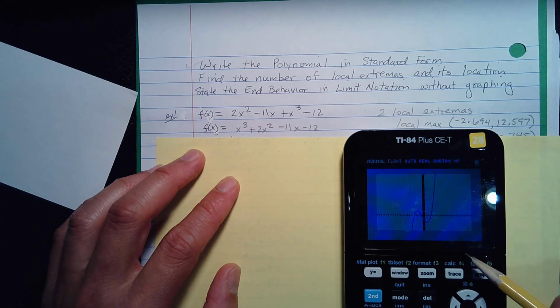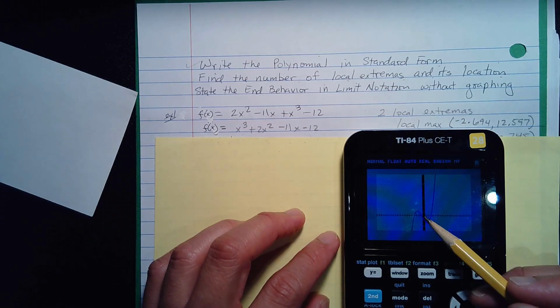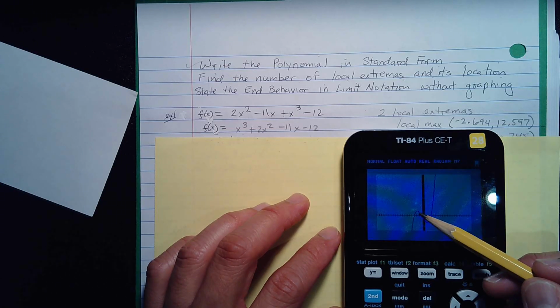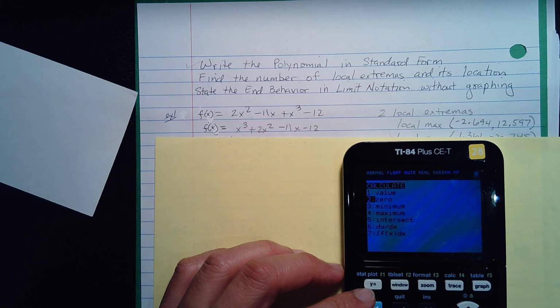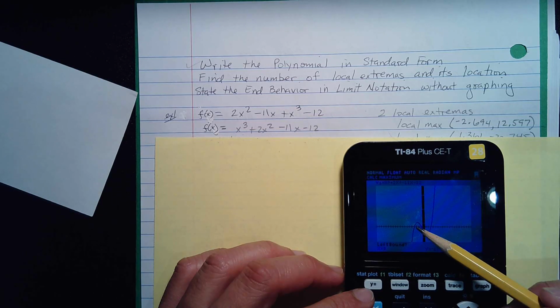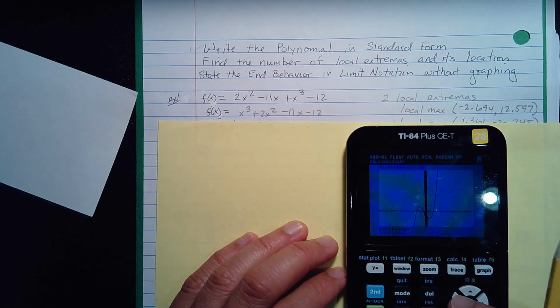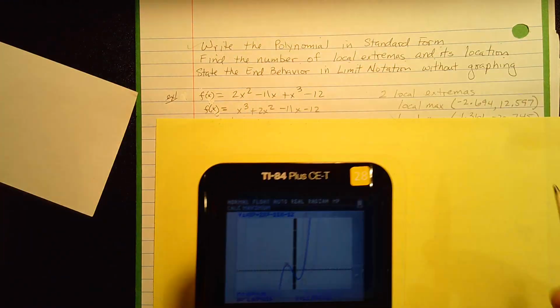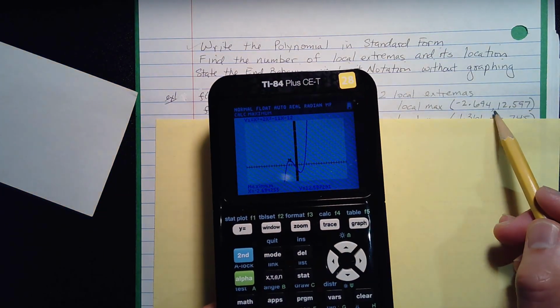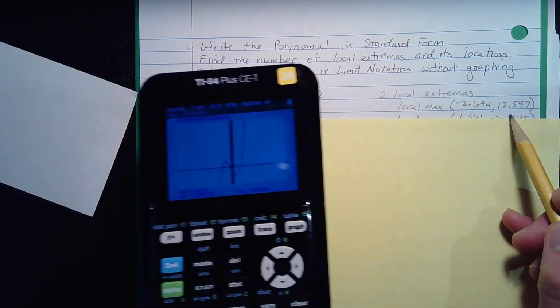But we do have to find the value of the local extrema. So there's a local maximum and a local minimum. And again, just to show you real quick how to do that, you go second calculate. You want to find, let's find the maximum. So here's a local maximum. Okay, so we're going to surround it. Left end, right end, and there is our local extrema. Okay, so that's at negative 2.694, comma 12.597.